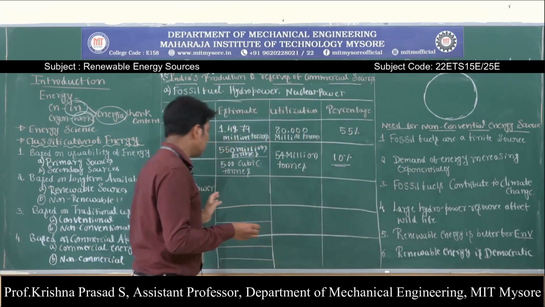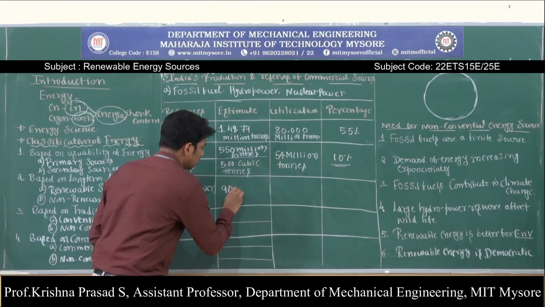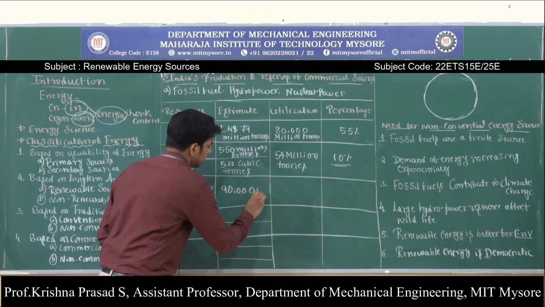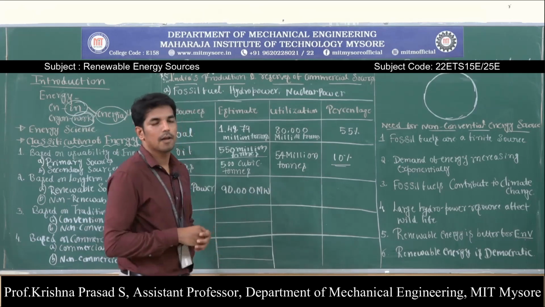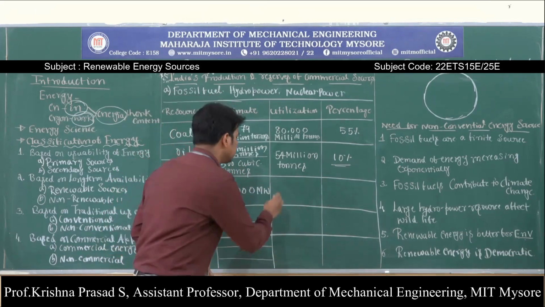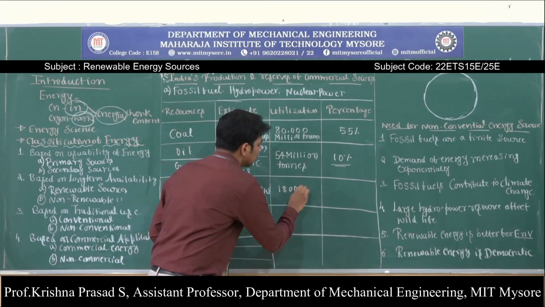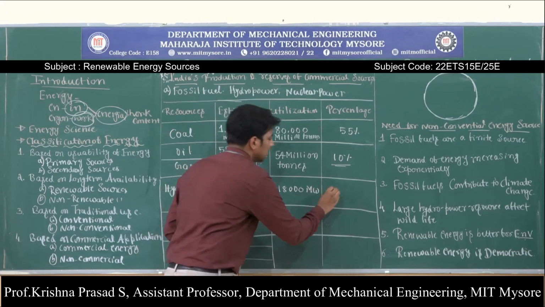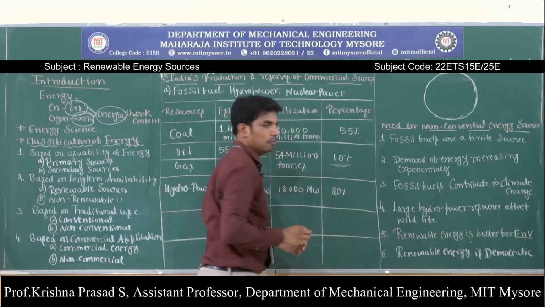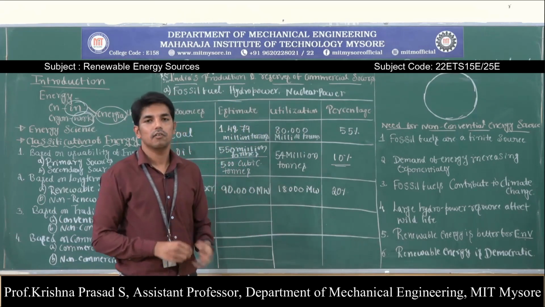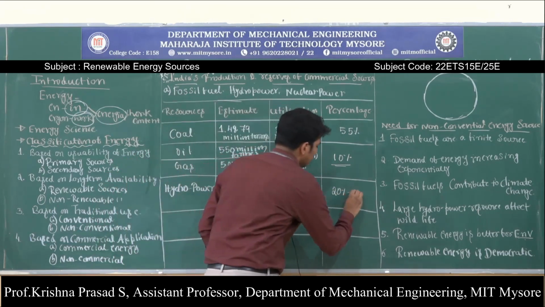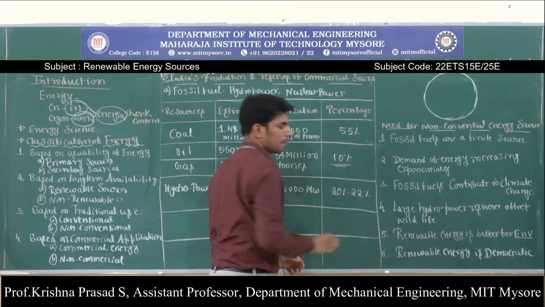In hydropower, the total recoverable reserves are 90,000 megawatt, but the utilization is only 18,000 megawatt. That is 20% of the total potential we are utilizing, around 20 to 22%.